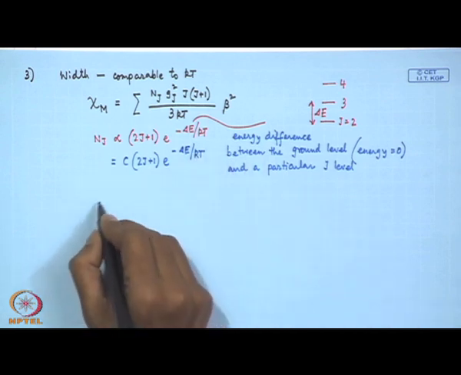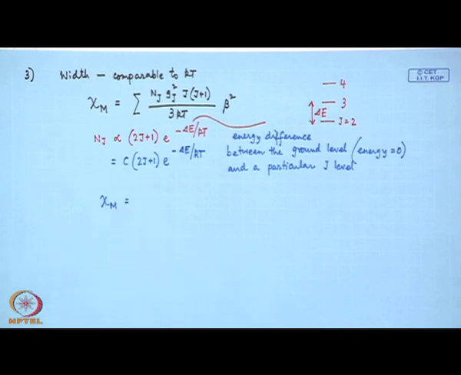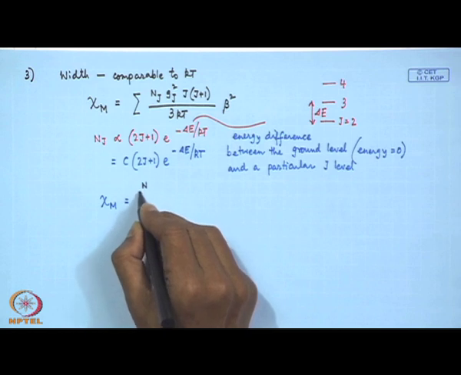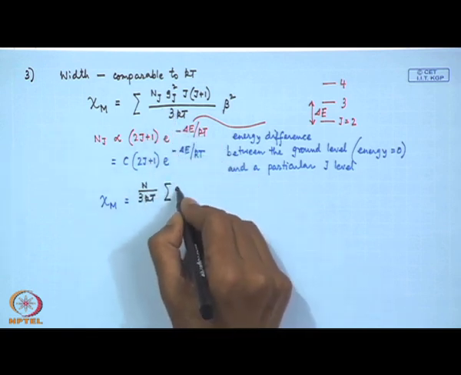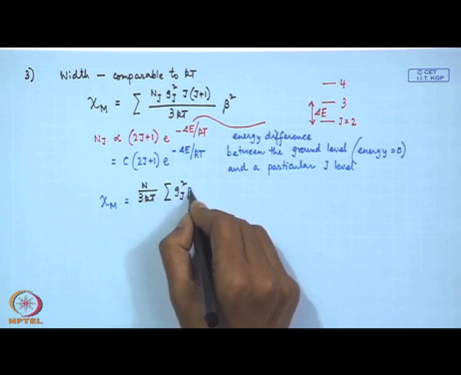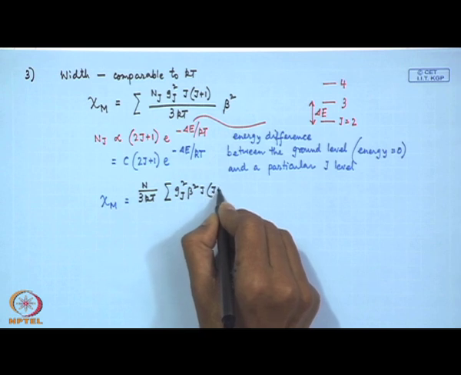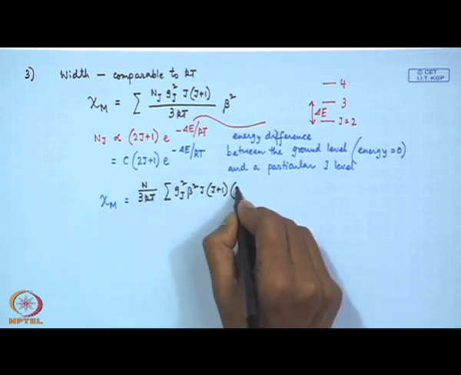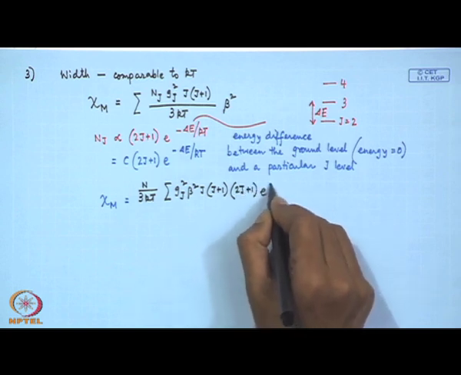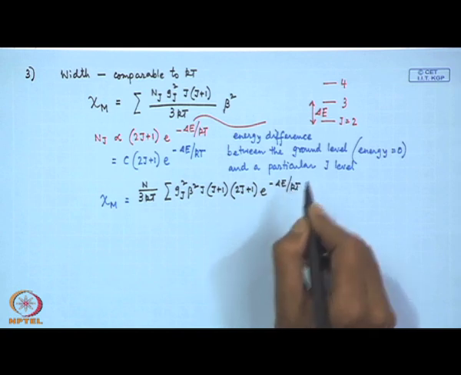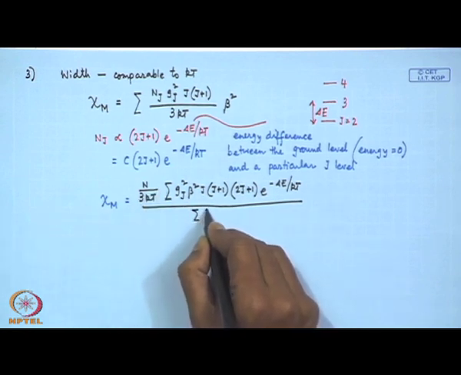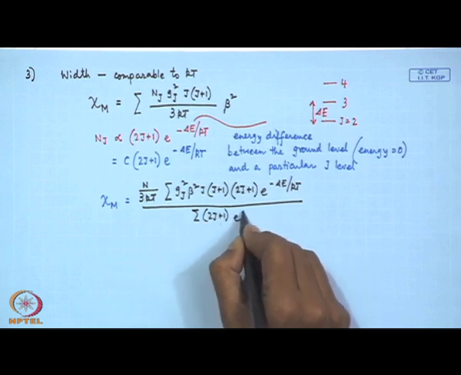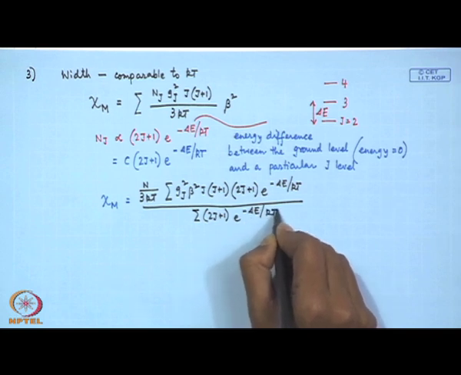and as a result this chi m equation will take the form which is involving the corresponding delta E term also, which is equal to N by 3kT and sum over Gj square beta square J into J plus 1 into this term twice J plus 1 e to the power minus delta E by kT divided by these levels, that means sum of twice J plus 1 e to the power minus delta E by kT.